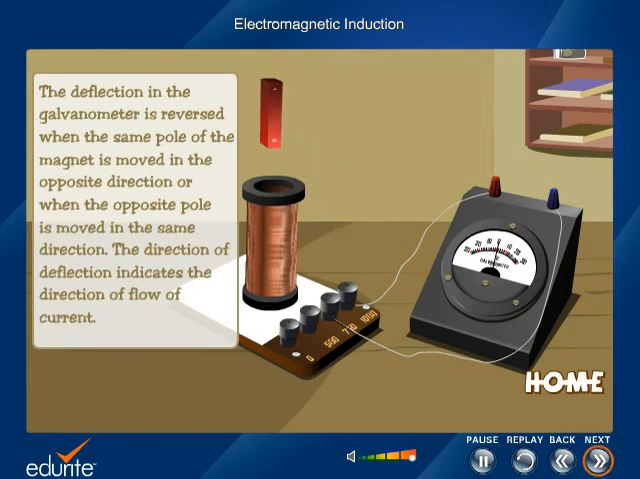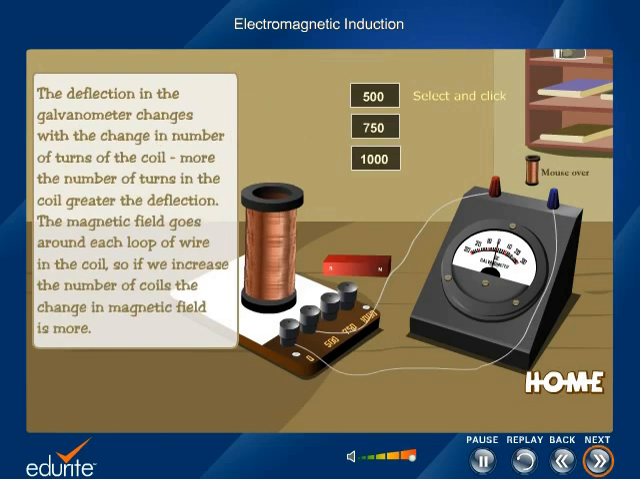The deflection in the galvanometer is reversed when the same pole of the magnet is moved in the opposite direction, or when the opposite pole is moved in the same direction. The deflection in the galvanometer changes with the change in number of turns of the coil. More the number of turns in the coil, greater the deflection.